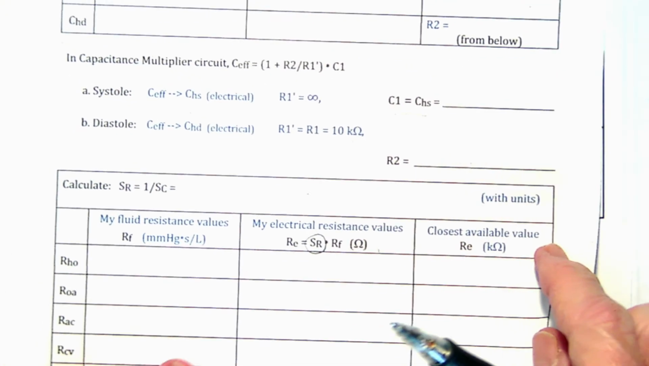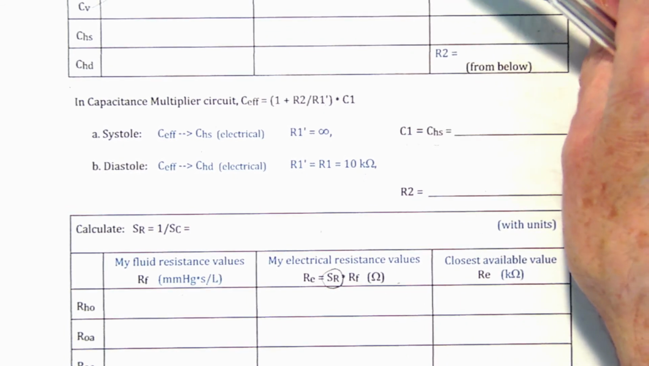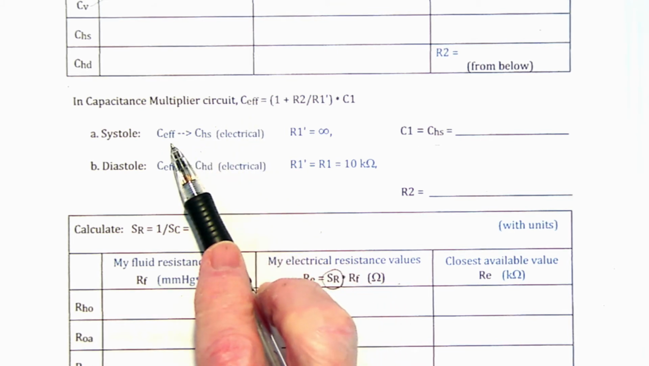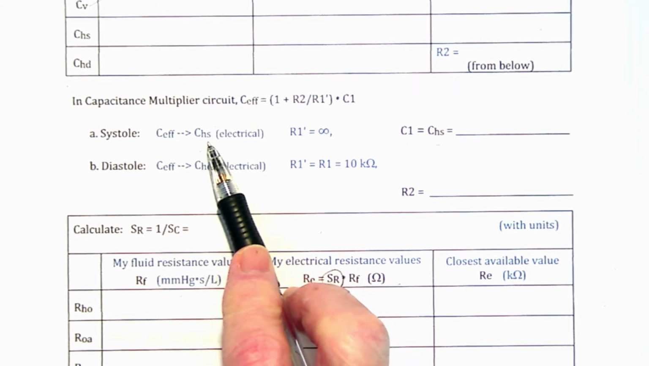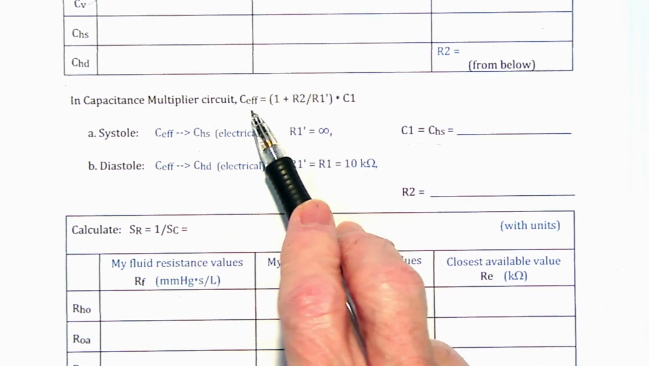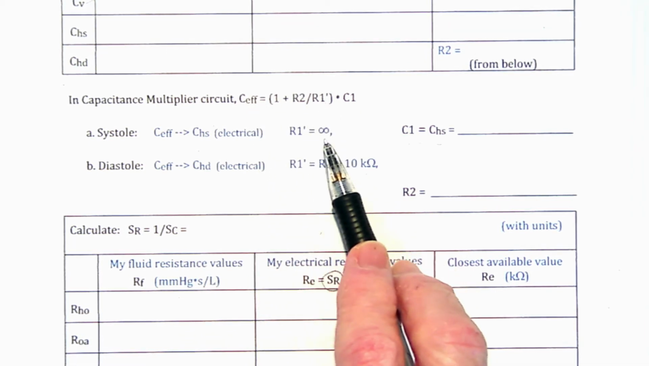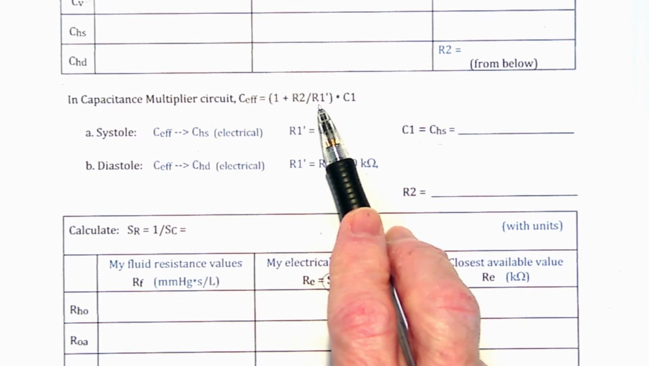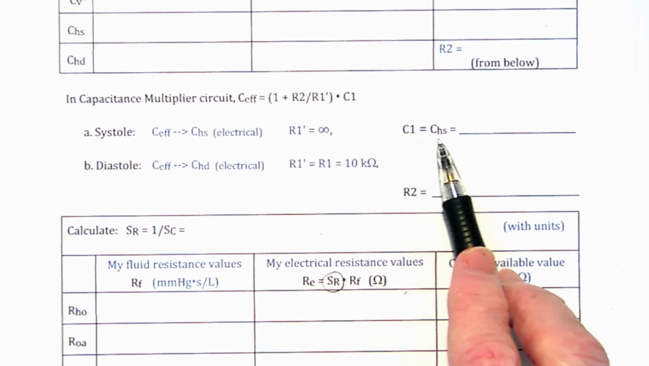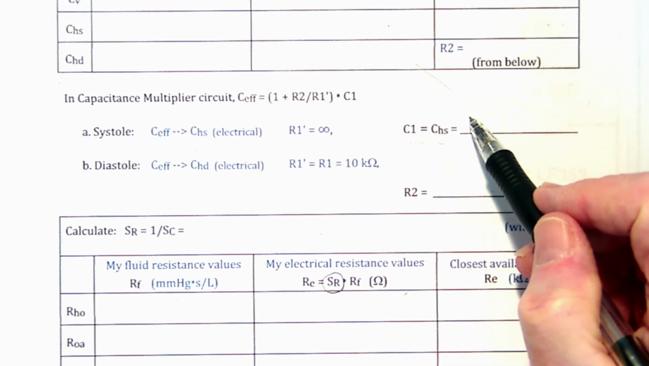We'll go back to the middle portion of the first worksheet, and notice that the equation is repeated here. During systole, we want the effective capacitance to be the electrical capacitance during systole, or CHS, which comes from this box right here. You put that on the left, and you enter in the fact that during systole, R1 prime, since it's open, is equal to infinity, and R2 over infinity is 0. So the effective capacitance is just C1. That means that C1 is equal to CHS that comes from this box right here. Put that value in there.